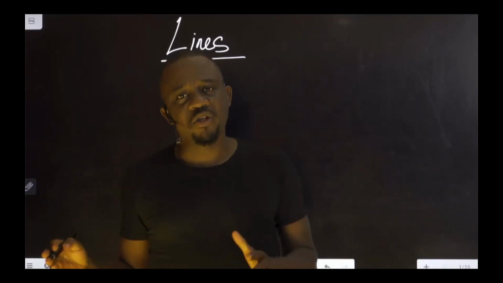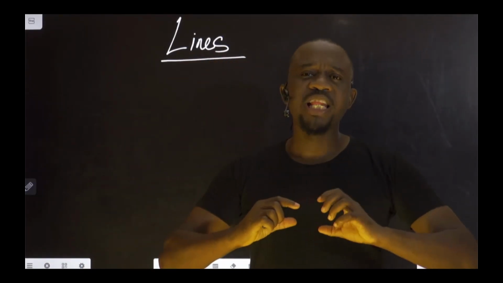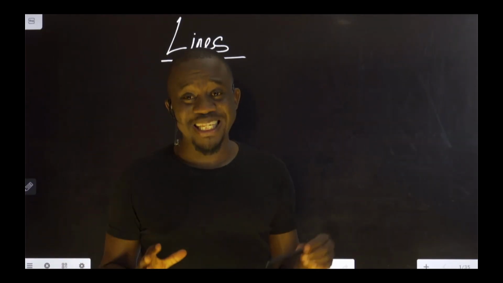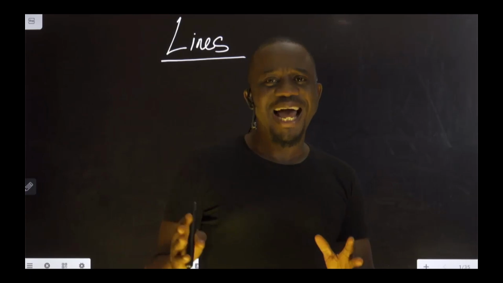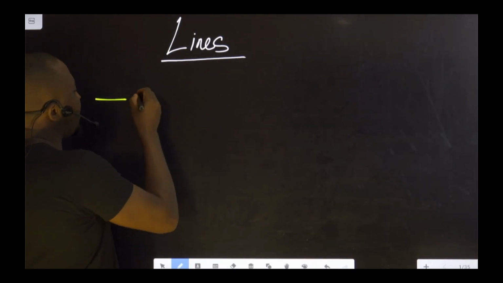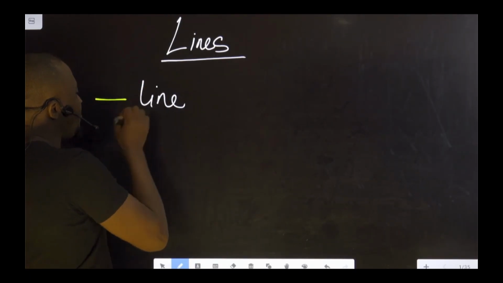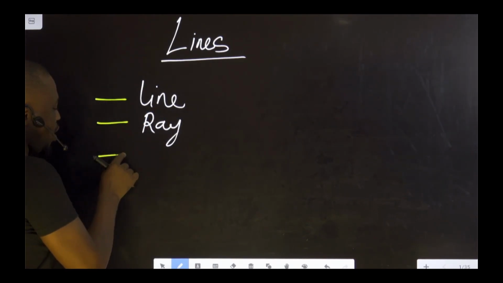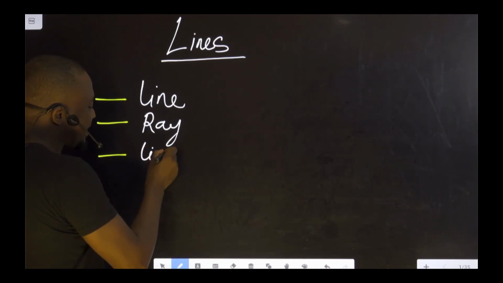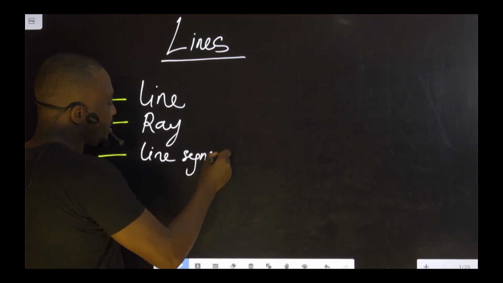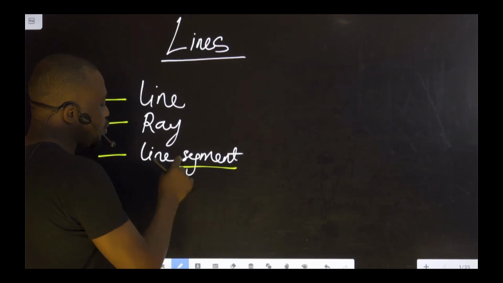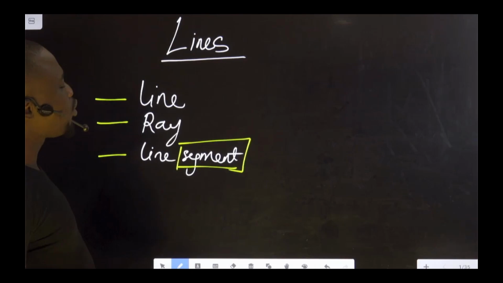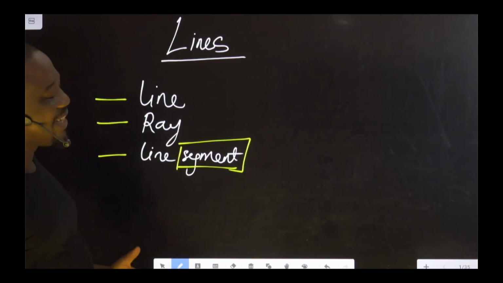The first section of this course is going to deal with everything we need to succeed in trigonometry. In this course, we're going to start with lines. We have different types of lines. We have line. We also have ray. We also have line segment, or simply segment. So what is the difference between these three types of lines?